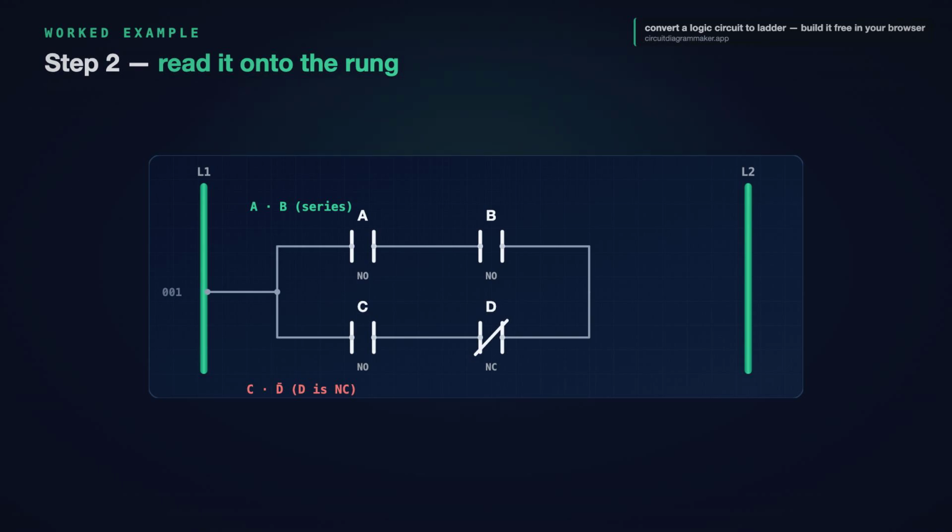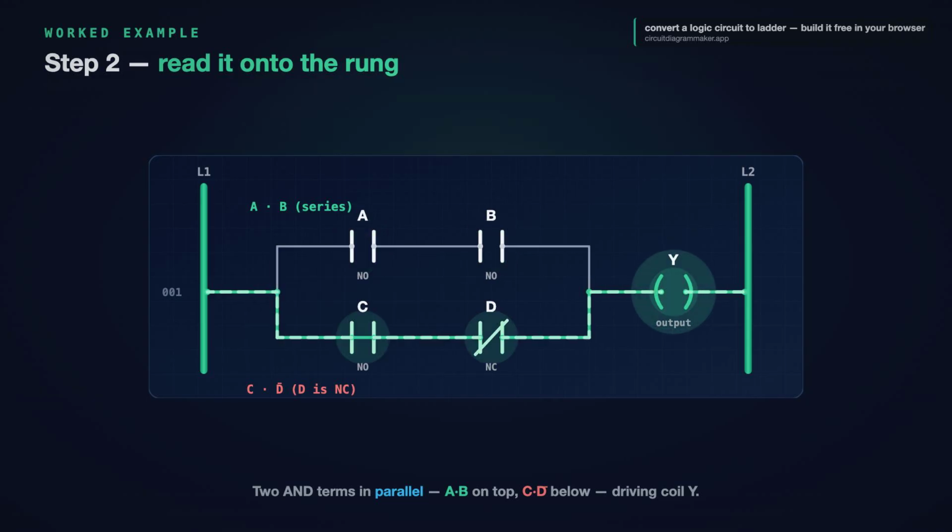Bottom branch, the second term, C AND NOT D. Another AND, so C and D in series, but D has a NOT on it, so D becomes a normally closed contact. C normally open, then D normally closed. Now the OR. We wire those 2 branches in parallel, splitting off the left rail and rejoining before the coil. And that junction feeds coil Y on the right. That is the finished rung.